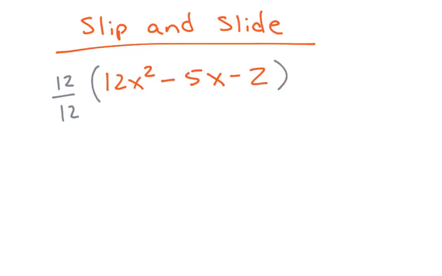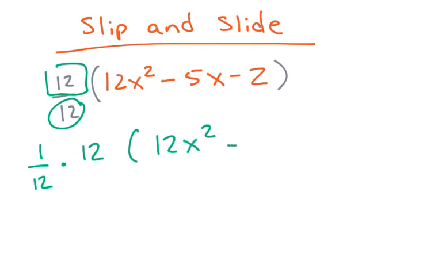is we're multiplying by 1, but we're writing it as 12 over 12. And what we do is the denominator and the numerator of 12 over 12 get separated. So I have 1/12 times 12, parentheses, 12x squared minus 5x minus 2. Now I separate it like this because now I'm going to take this 12, and notice that this is totally legit because this is still giving me 12 times 1/12 is still 1, right?